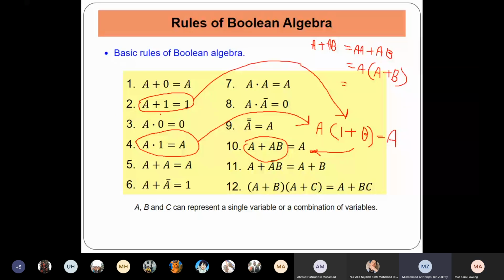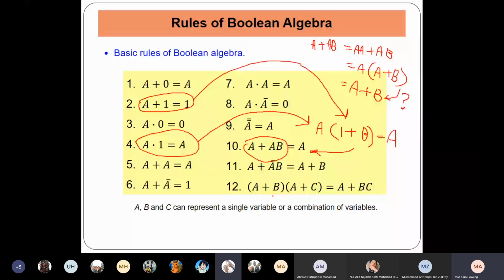3 and 4. 2, 3, 4. This one, you try to think how it becomes A or B. How to move from here to here? Basically you will use some of these rules, the basic rules.